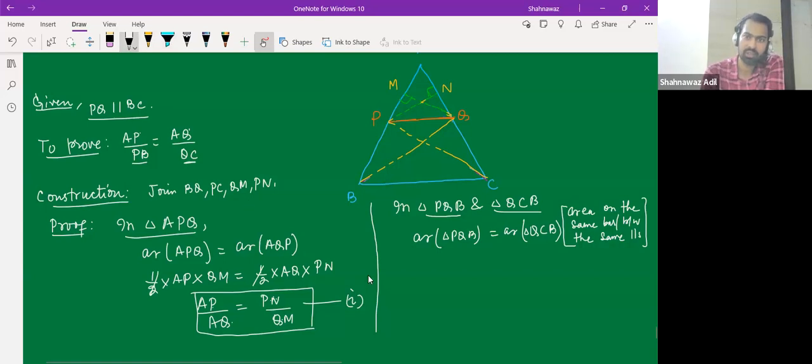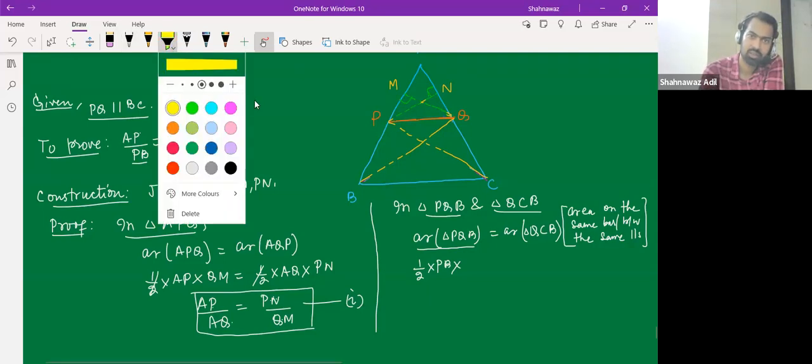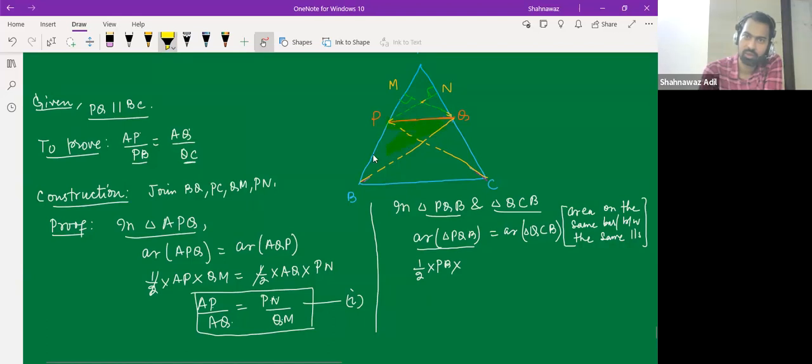Okay, so now tell me, what is the area of triangle PQB if I choose PB as my base? What is the altitude? Let me draw this triangle. For this triangle, if I choose PB as my base, what is the height? I will have to take the height from the remaining vertex. So what is the remaining vertex?